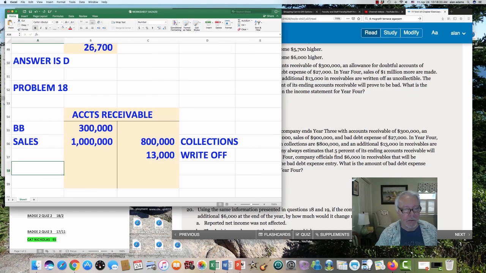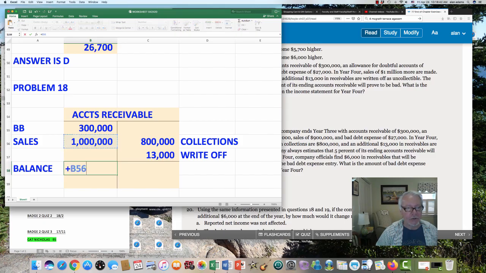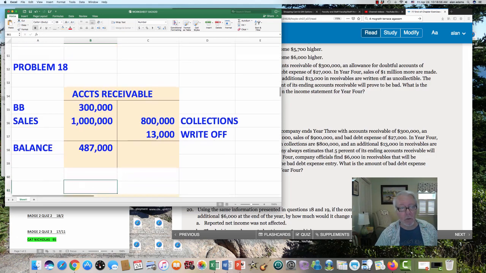Very good. So I'm just going to draw a line there. And let's see what we have as a balance in receivables. We start the year with 300. We add $1 million in sales. We subtract 800 in collections, and we subtract 13,000 in write-offs. So as of right now, we've got 487,000 in receivables before we do our end of year work.